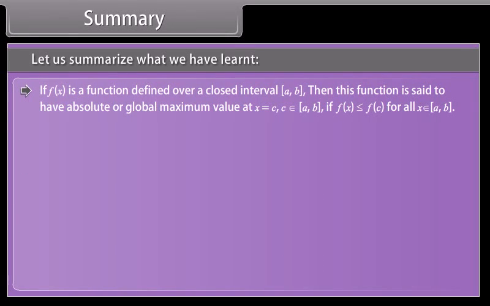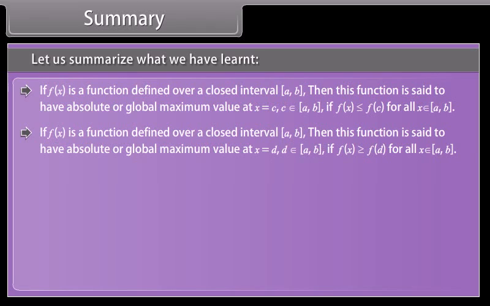If f(x) is a function defined over a closed interval [a, b], then this function is said to have an absolute or global maximum at x = c, c belonging to [a, b], if f(x) ≤ f(c) for all x belonging to [a, b].